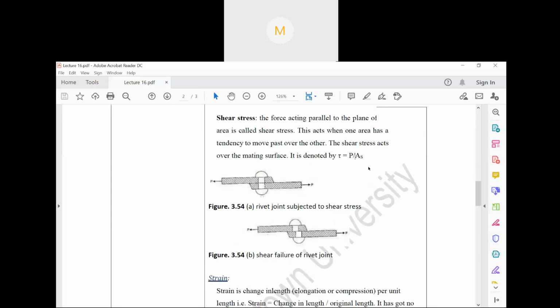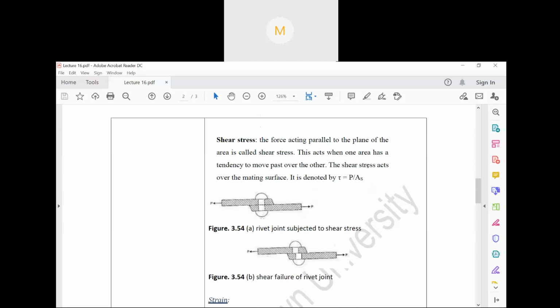So these are certain examples of shear failure. Sir, can you explain it again, this shear stress part? Yes. Okay, I'll explain it to you.